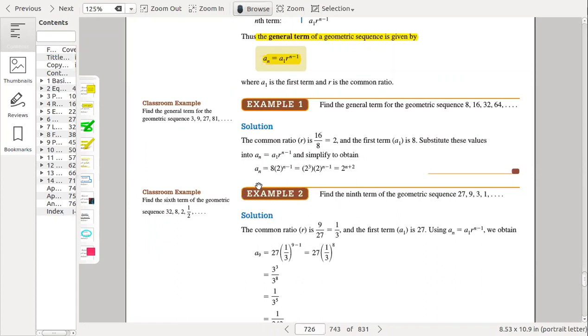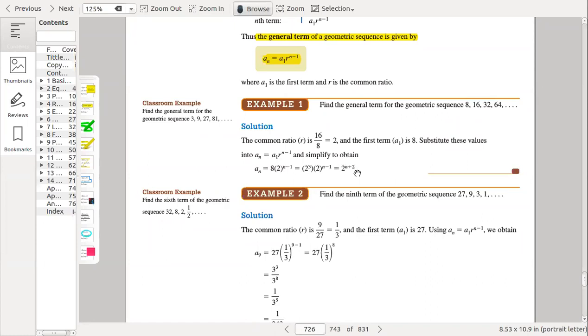So what is the nth term? a_n is equal to the first term times the common ratio 2 to the power n minus 1. 8 can be written as 2 power 3, and then times 2 power n minus 1. So n minus 1 plus 3 gives n plus 2. So the nth term of this sequence is 2 power n plus 2.